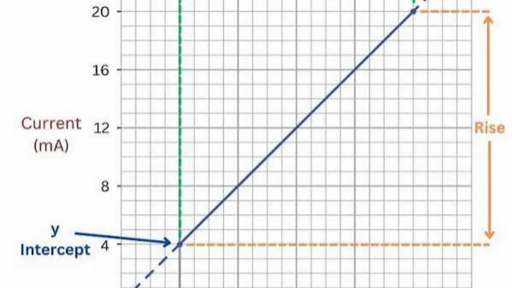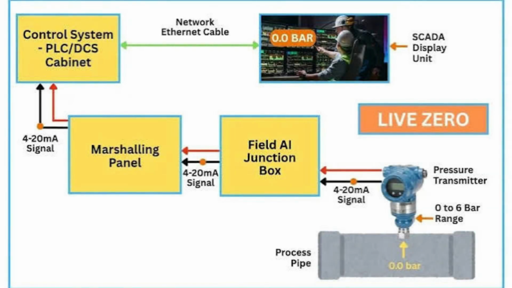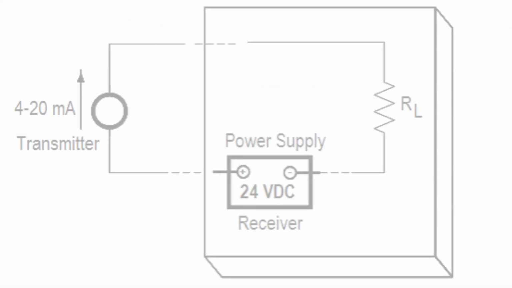For example, if a pressure transmitter range is 0 to 10 bar, then 4 milliamps equals 0 bar, and 20 milliamps equals 10 bar. The output current changes according to the actual process value. Now the question is, why don't industries use 0 to 20 milliamps?